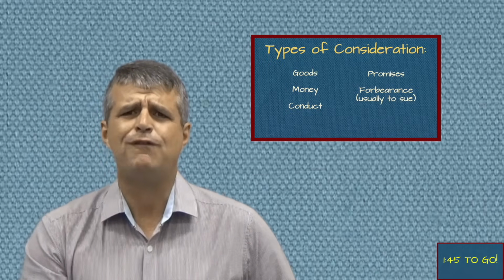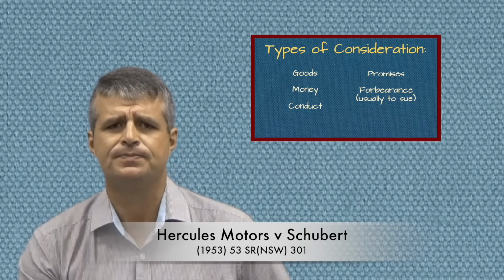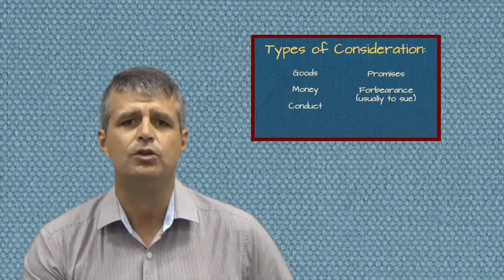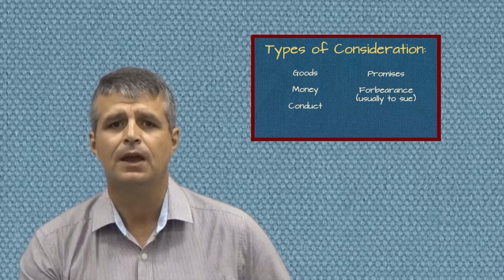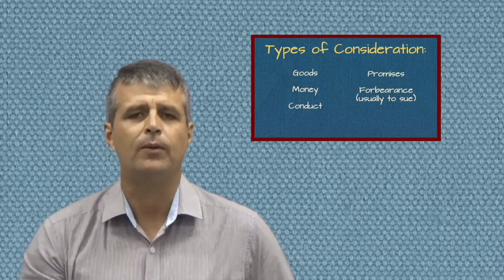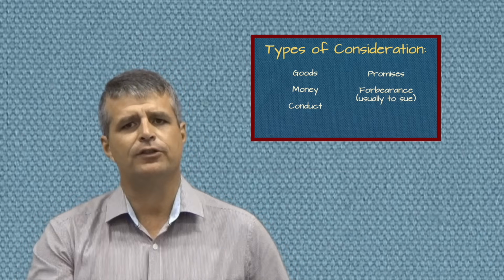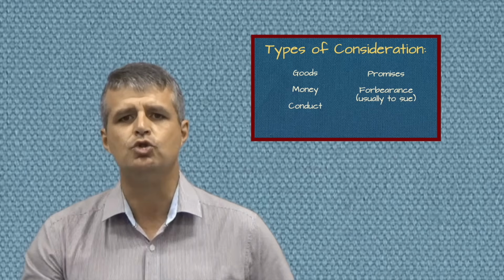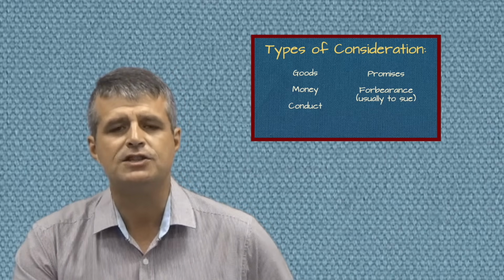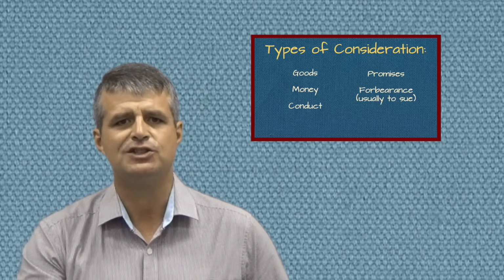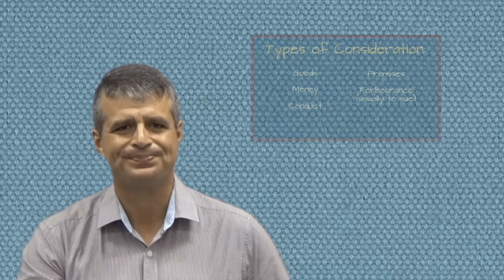Third, what we call forbearance can be consideration. In other words, you can give consideration by refraining from doing something that you had otherwise intended to do. The most common time you see this in the cases is what we call forbearance to sue. So if you're going to sue me for $25,000, I might make you an offer of $15,000 provided you do not sue me. In that case, my consideration would be the $15,000 and your consideration is your refraining from suing me. So you can see there are various types of consideration.